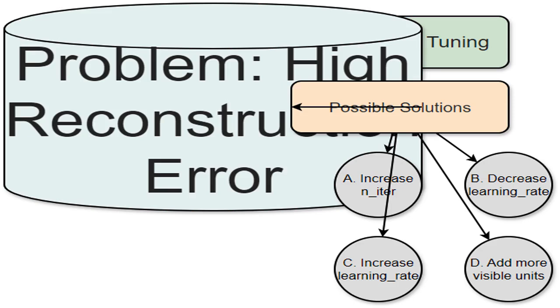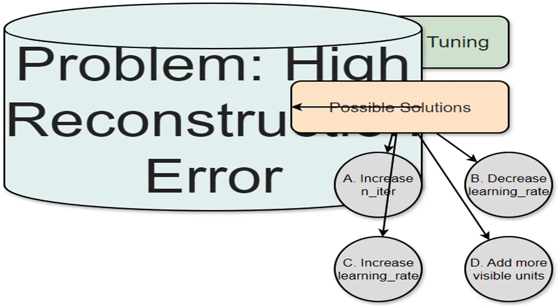The quiz problem describes a situation where a Bernoulli Restricted Boltzmann Machine, BernoulliRBM, a type of neural network used for learning patterns in binary data, is not performing well. The model's reconstruction error is high, meaning it's struggling to accurately reproduce the input data after training.